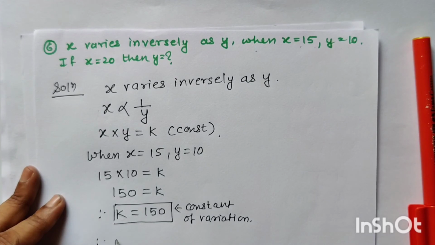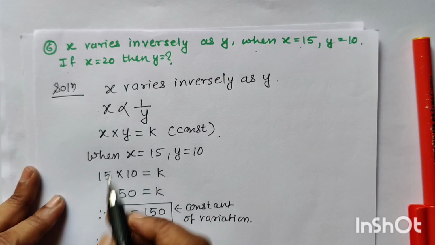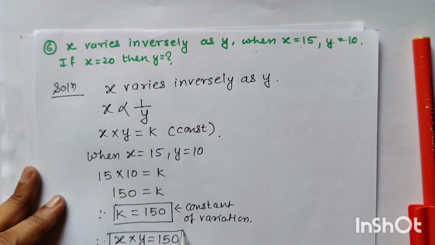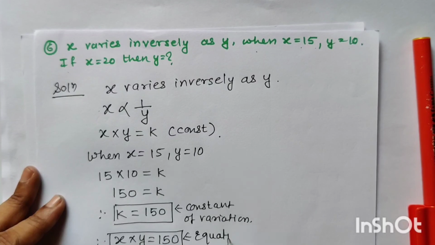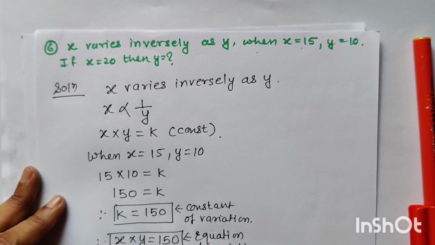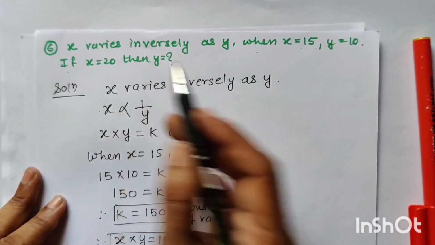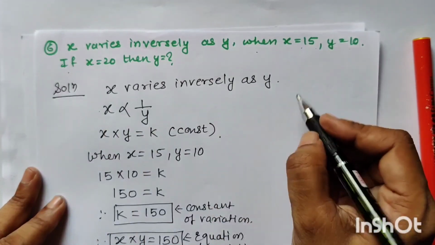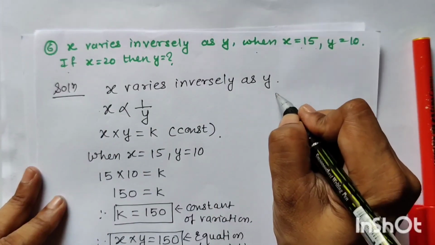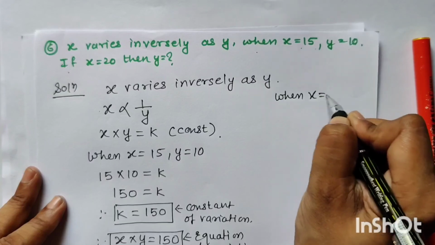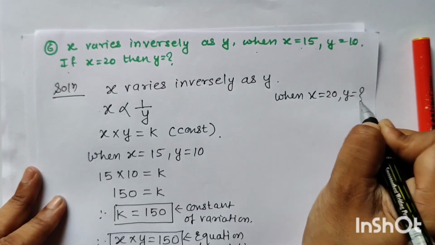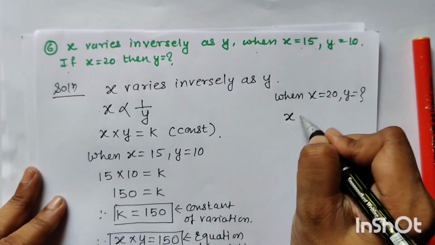And therefore, the equation of variation will be x into y is equal to 150. This is the equation of variation. Correct. Now what is the last sentence of our question? When x is equal to 20, y is equal to how much? How to write? We have to write the equation first.